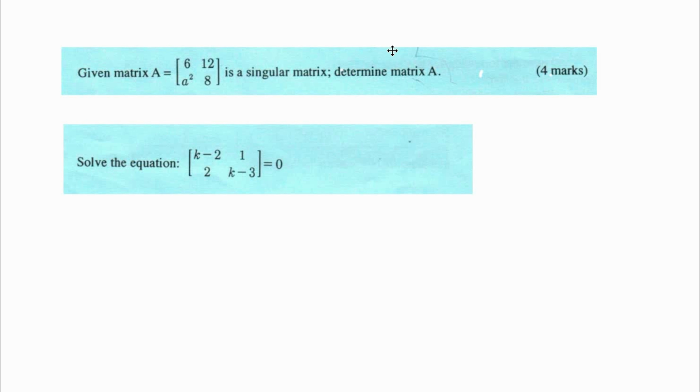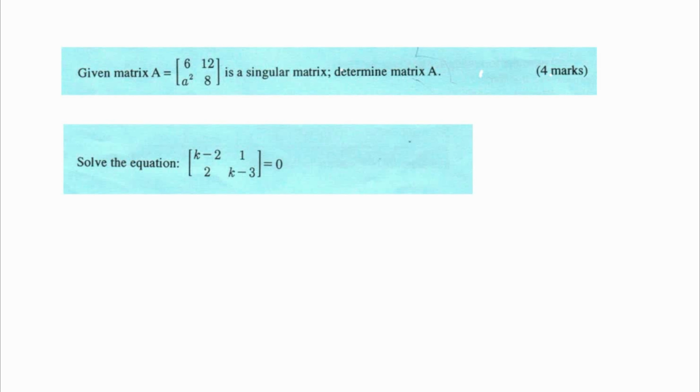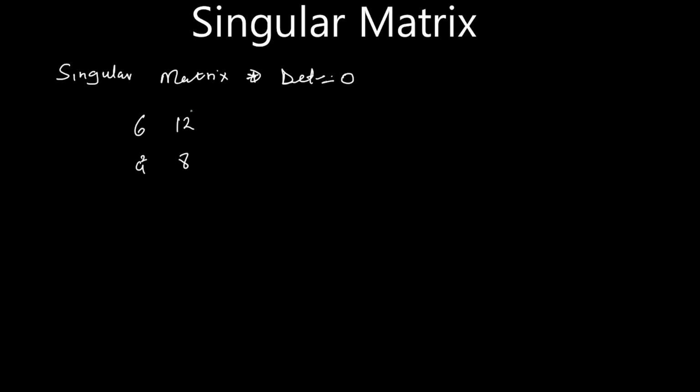The first question says, given a matrix A, which is given by 6, 12, A squared, 8, is a singular matrix, determine the matrix A, or simply find the value of A. So we have the matrix 6, 12, A squared, and 8. And we are told that this is a singular matrix. So if we determine the determinant here, it's supposed to give us a value which is equal to 0.